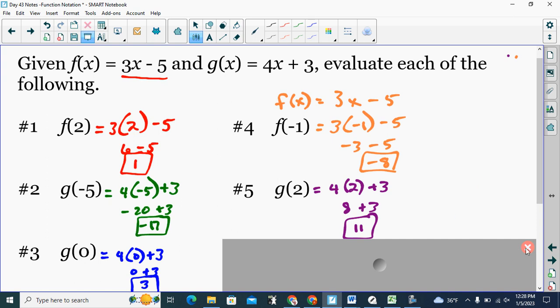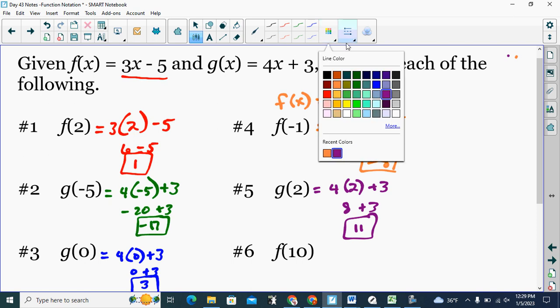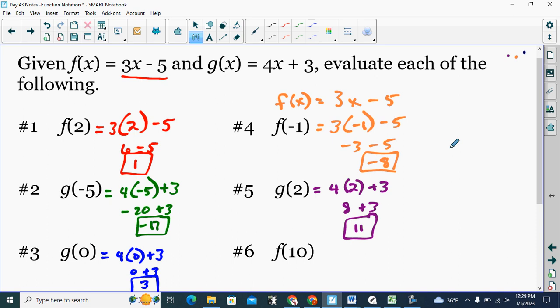And hopefully we're starting to get the hang of this. The last one asks us to evaluate f of 10. f of 10, so we're going to the f of x equation, and we're replacing the x with a 10. Multiply and subtract, giving us 25.